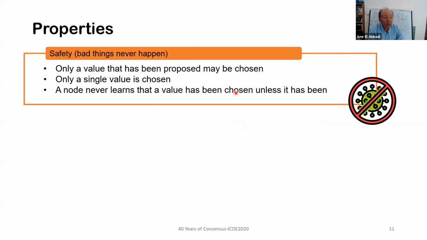So what do we want? Typically when we talk about correctness, we need safety and liveness. Safety means that bad things never happen. Only a single value that has actually been proposed by a client is executed. If there are competing clients issuing commands, only one is chosen at any given time to put at the head of the log. And a node never learns a value that has been chosen unless it actually has been chosen. So you don't know things that are not true.